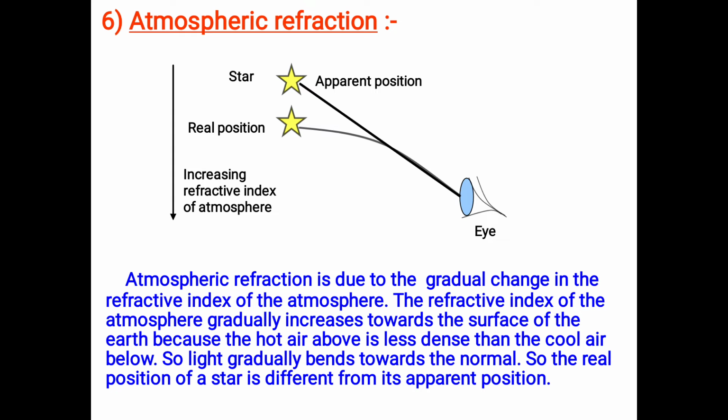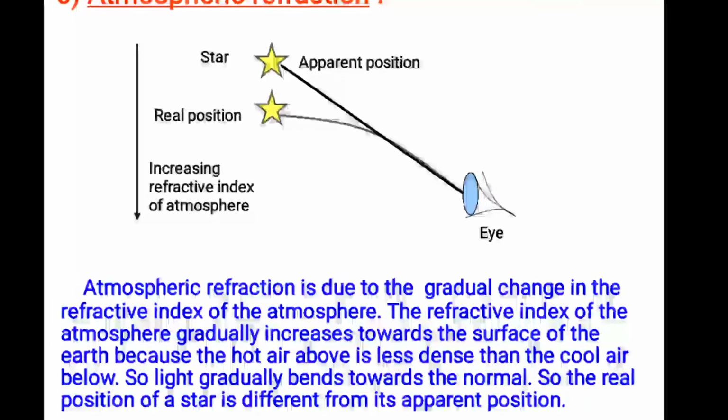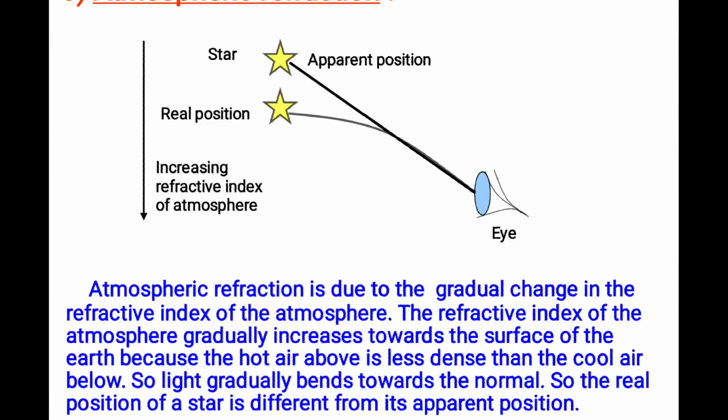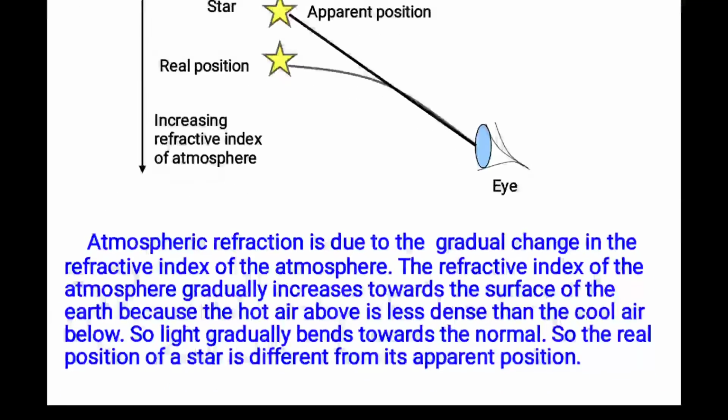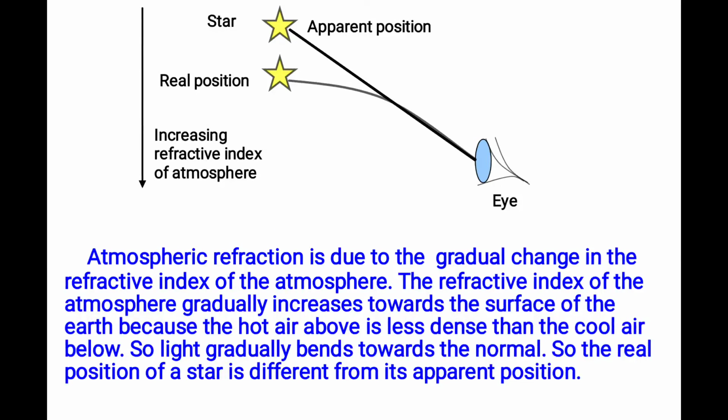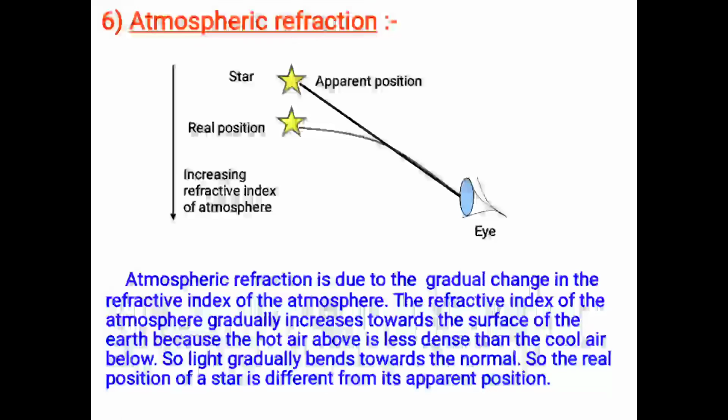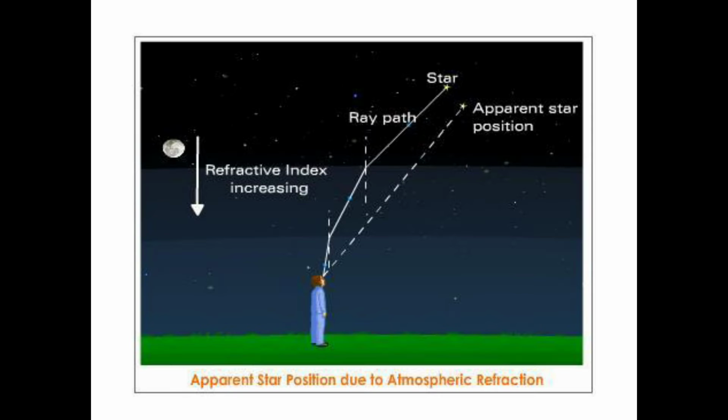And atmospheric refraction. Atmospheric refraction is due to the gradual change in the refractive index of the atmosphere. The refractive index of the atmosphere gradually increases towards the surface of the earth because the hot air above is less dense than the cool air below. So light gradually bends towards the normal. So the real position of stars is different from its apparent position. So that's why the stars appear to be twinkling, right?